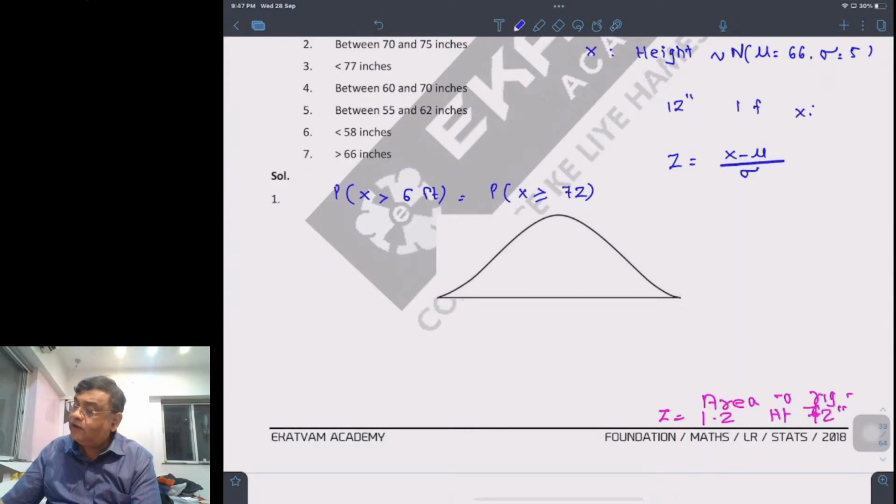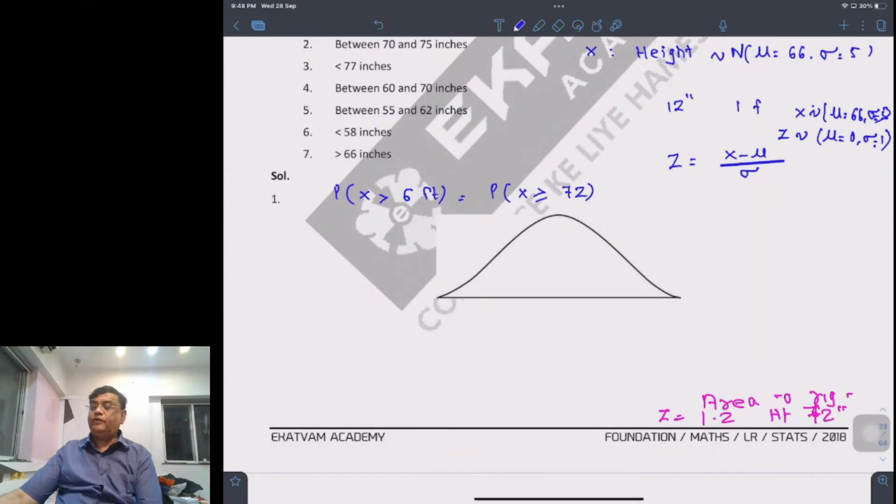In the general normal, x, the value of mu can be anything, say 66, and the value of sigma can be anything, here it is 5. But when we say z, then specifically mu will be 0 and sigma will be 1. And therefore I must convert this x to z. Is that clear? If this is clear, give the thumbs up, because this is the type of question you can see in the paper.